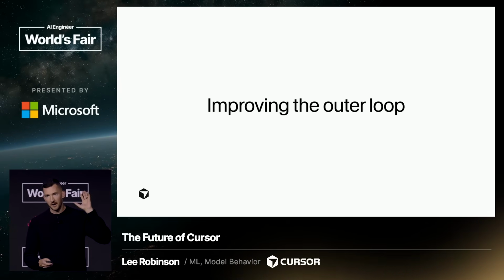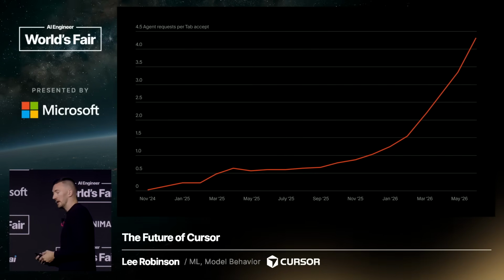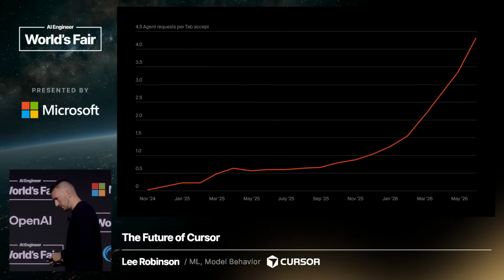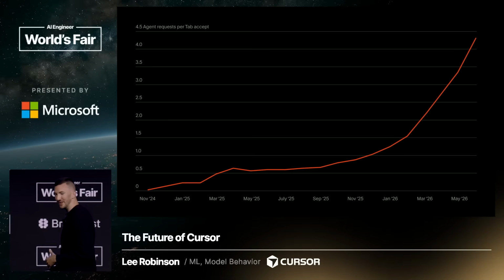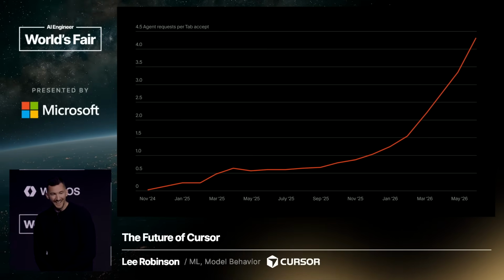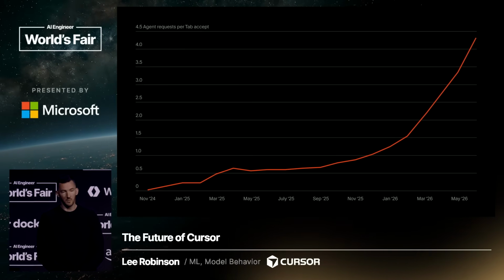So first I want to talk about improving the outer loop, and then we'll drill into the inner loop. If you haven't used Cursor in a while, you might think about it as this IDE or tab autocomplete thing. In reality, the vast majority of our revenue today comes from agent usage. That means all of the data inside of Cursor is also coming from agent usage, and we can use that to train better models.